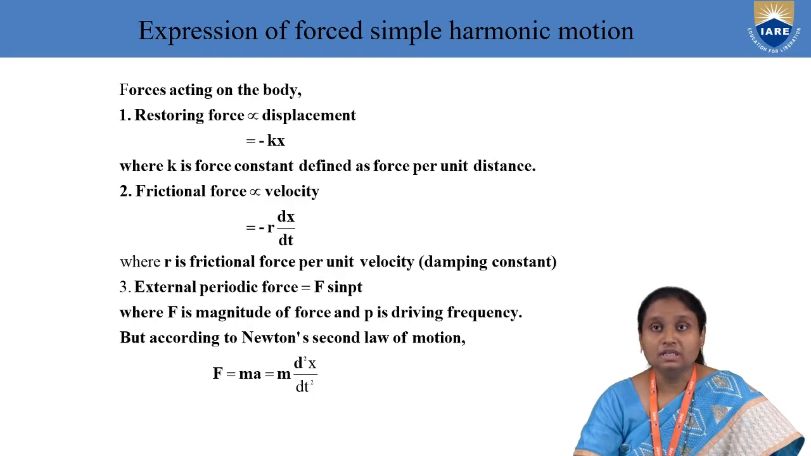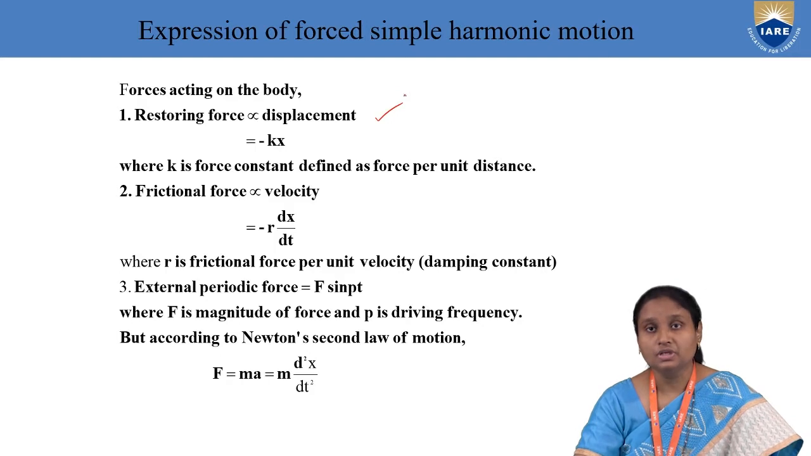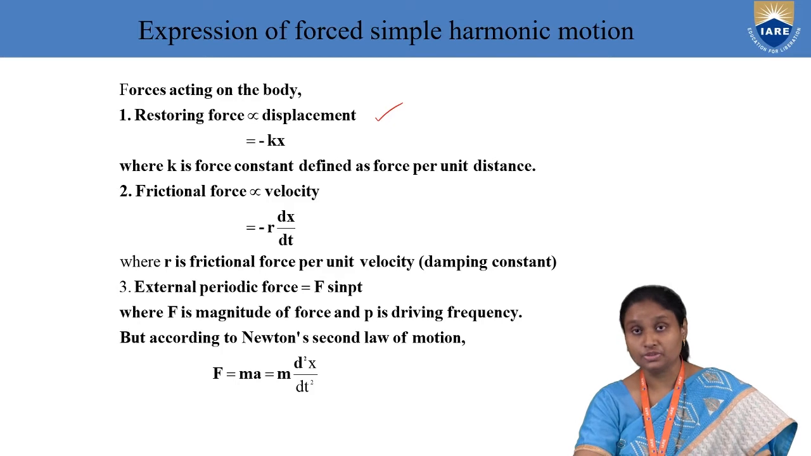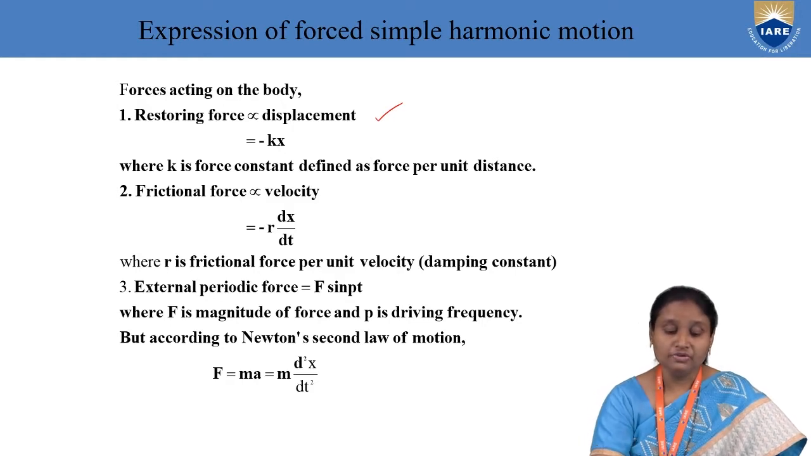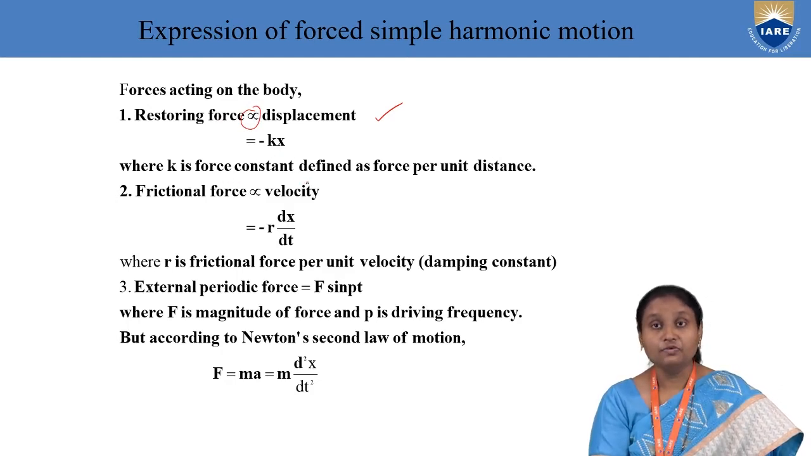What are the forces acting on this particular body? First one is the restoring force. When the body gets displaced, the role played by the restoring force is to bring it back to its equilibrium position. And we know that the restoring force acts in a direction opposite to the displacement of the body. If we remove the proportionality sign, we introduce one constant K, and this constant K is called the force constant or spring constant, defined as force per unit displacement.